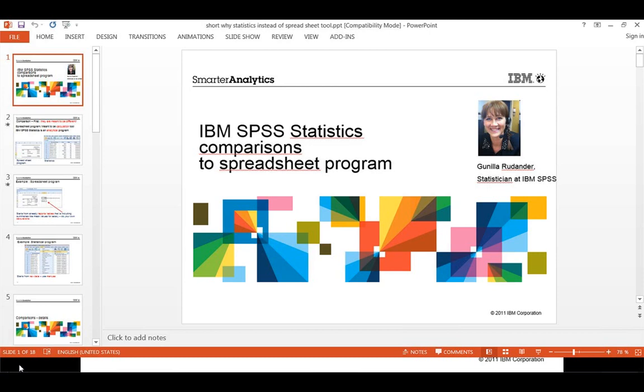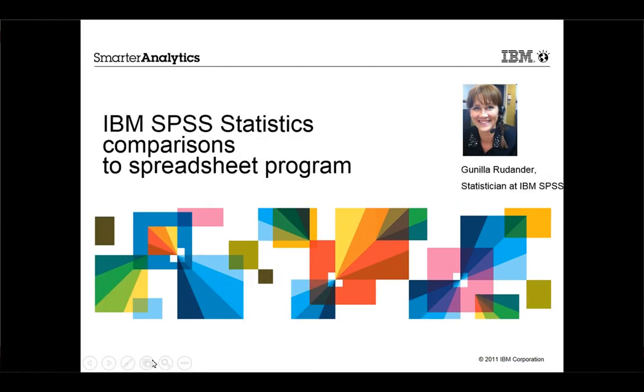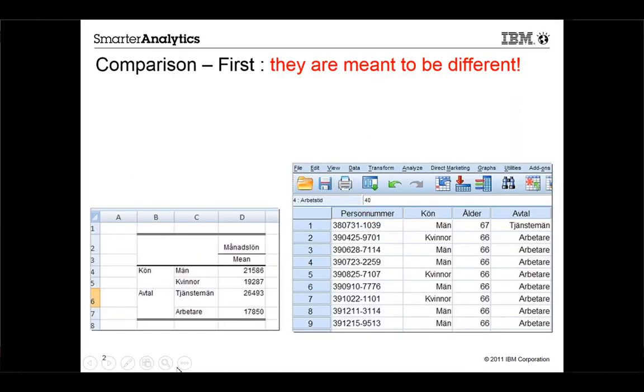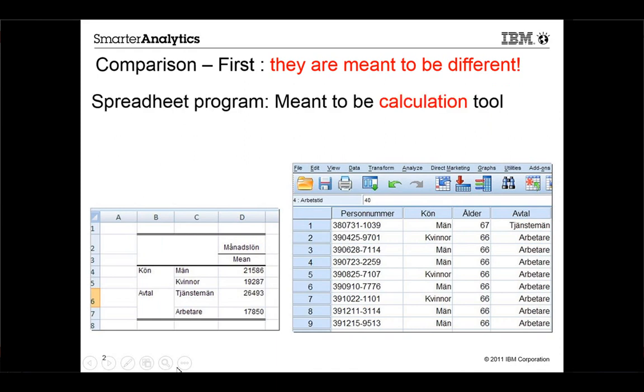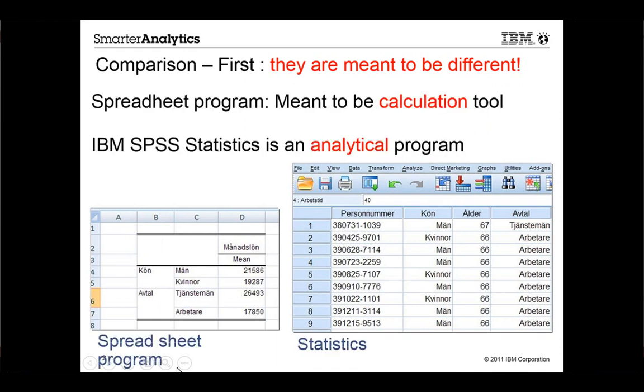Today I'm going to compare IBM SPSS Statistics to a spreadsheet program. What is the difference? First of all, they are meant to be different. In a spreadsheet program, you should do calculation. In a statistical program like SPSS Statistics, you work with analytics. So it's an analytical program. So that's the big difference.